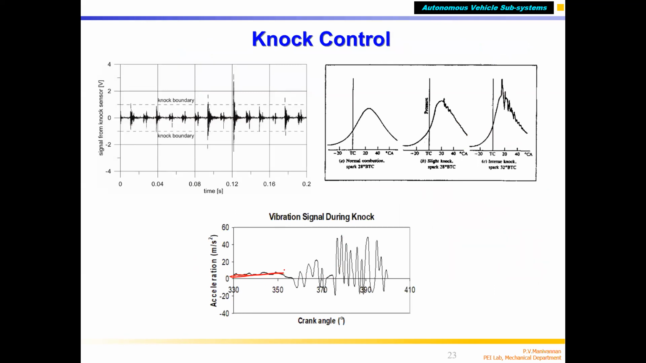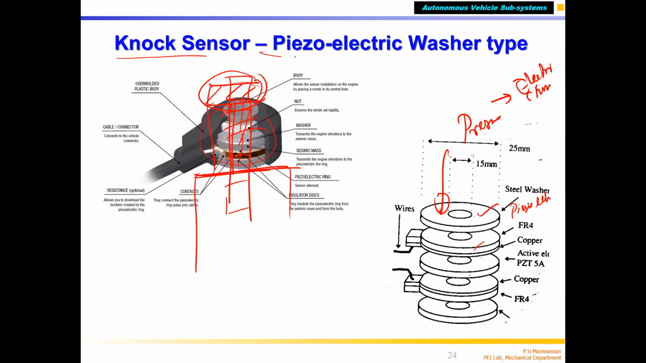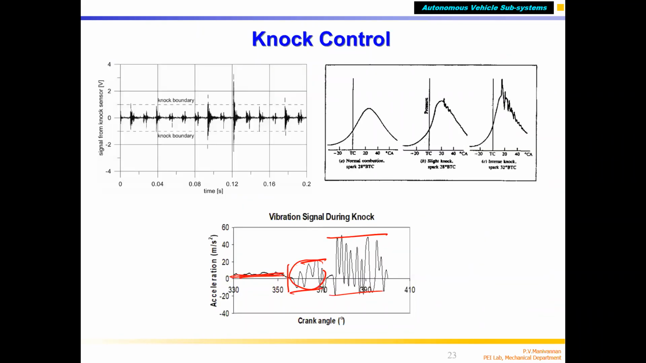So when there's no knocking, there's no signal. When there's light knocking, you can see the amplitude of the piezoelectric sensor's vibration signal. Correct? The engine is vibrating. If heavy knocking is there like this, you can use any of these: the piezoelectric washer type sensor, an in-cylinder pressure sensor, or a microphone also. A microphone you cannot put on the engine, keep it a little away, because it will not withstand the heat. This sensor can withstand up to 400 to 500 degrees centigrade.